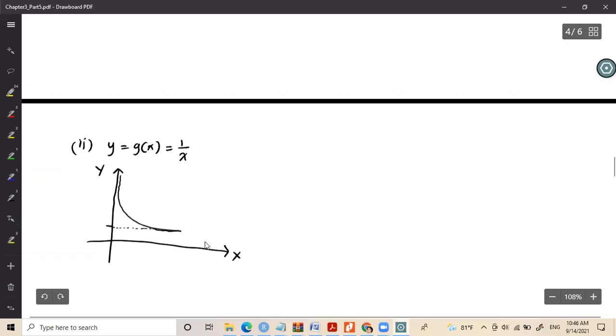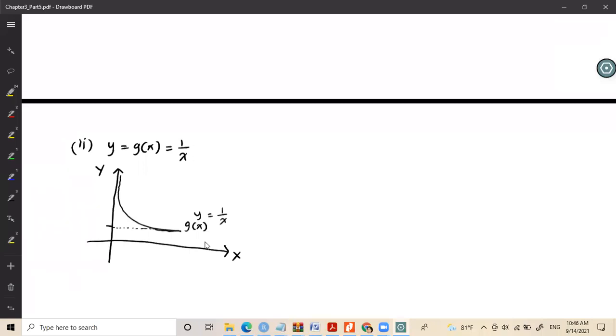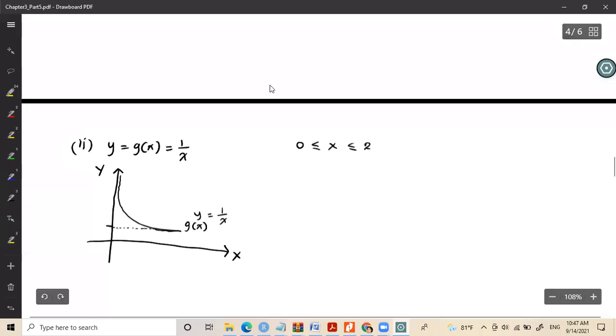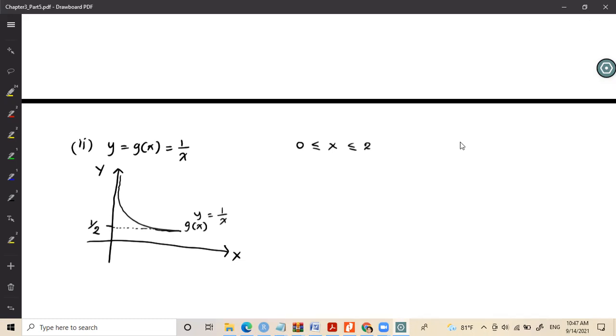Okay, so here's our function gx. Or you can say y equals 1 over x. So this will be the function of 1 over x. Right, so what is the support of x? When x is 2, what will be the value of y? Y will be 1 over 2. Yes, so y will be 1 over 2. When x is 0, what will be the value of y? When x is 0, you have 1 over 0. What is that?